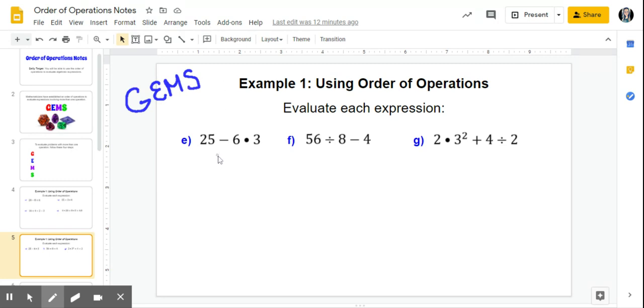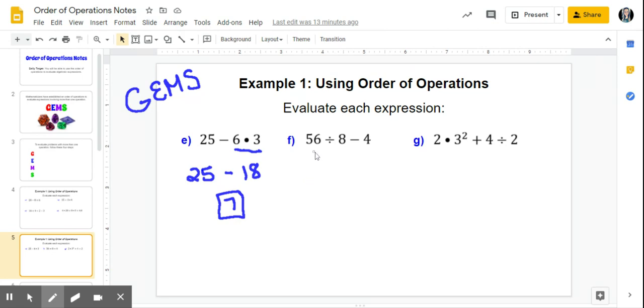Example A. Again, there are no grouping symbols, and there are also no exponents. So now I'm going to look for multiplication or division. The first thing I see is 6 times 3. 6 times 3 gives me 18. Drop down the remainder of the problem. The last thing I have is this 25 minus 18, and that just gives me a final answer of 7.